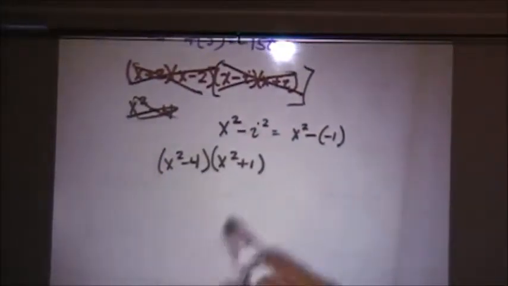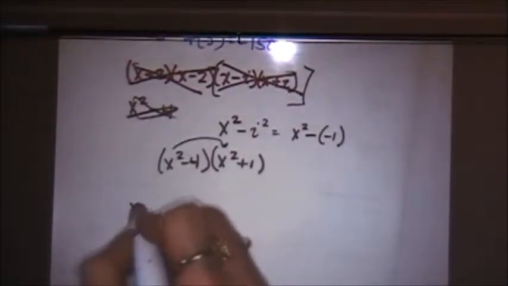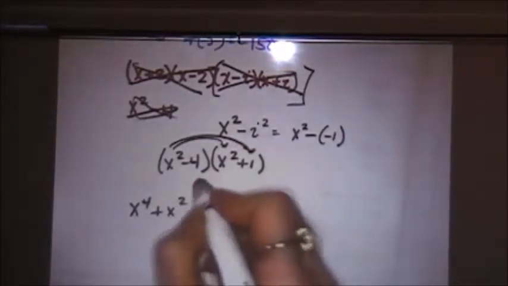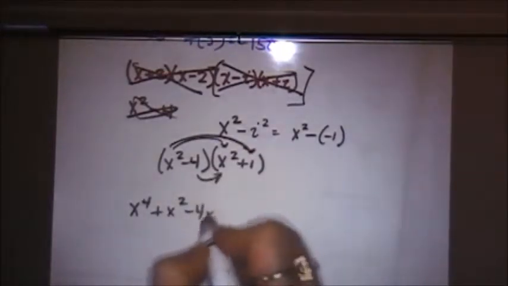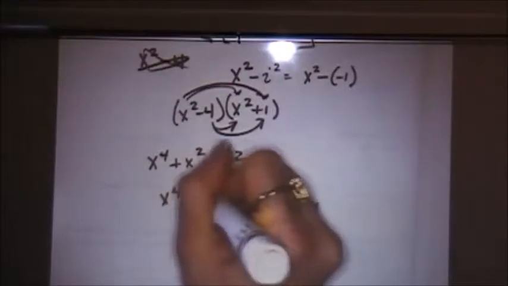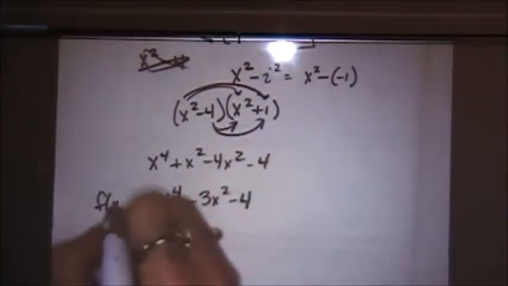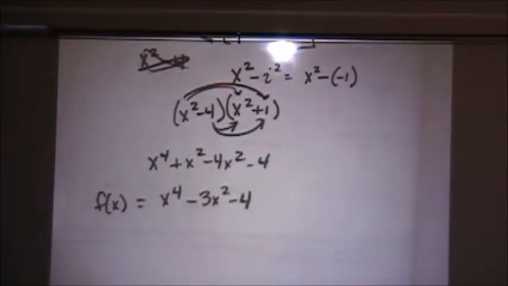And we will go ahead and FOIL out these two binomials. So x squared times x squared is x to the 4th. x squared times 1 is plus x squared. Minus 4x squared minus 4. So I have x to the 4th minus 3x squared minus 4. Now that is what a general f of x with those zeros would look like.